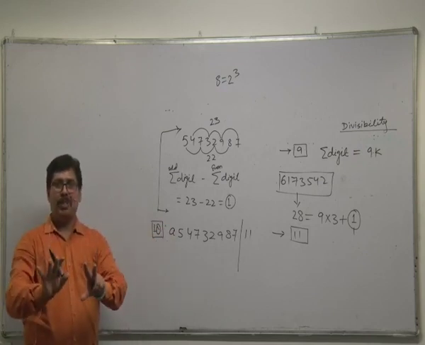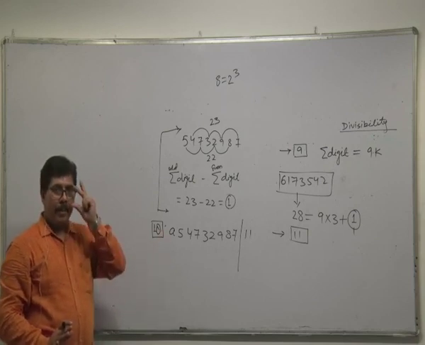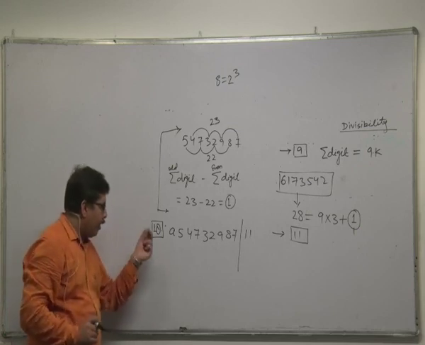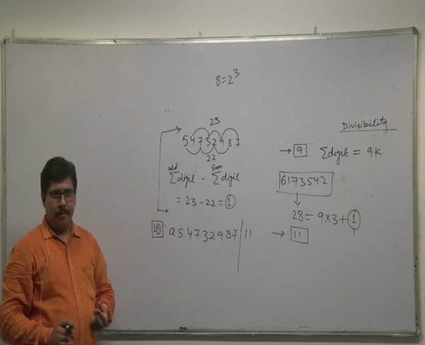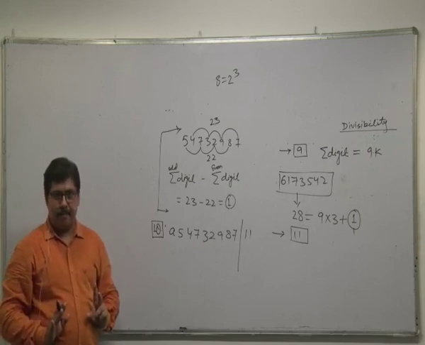This is my first question of today's class. This is question number 1. Please listen to the question carefully. Find the most significant digit of this big number so that my number is a multiple of 11. All right?